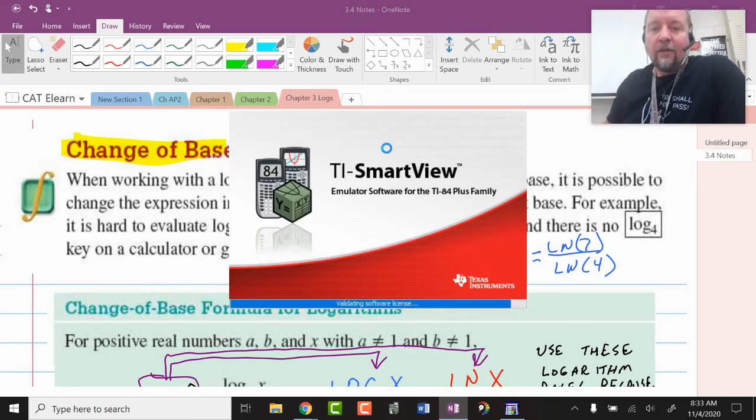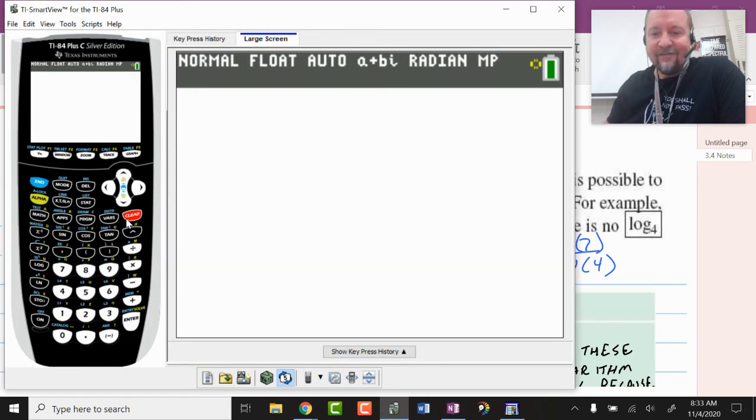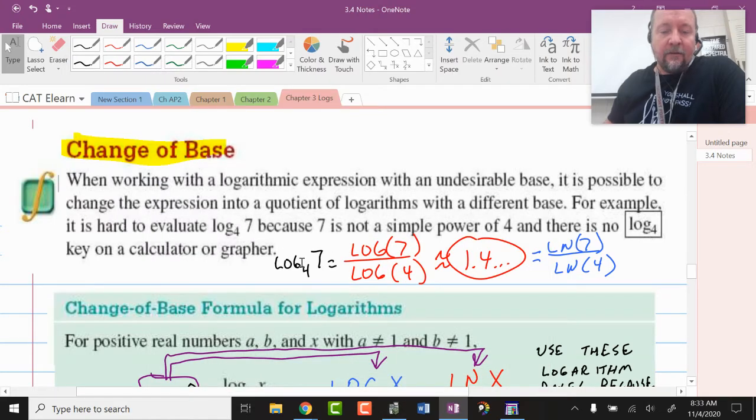So we know at this point that when they ask you to do log base 4 of 7, I'm stalling as I wait for my calculator to open. We have a log button, that's log base 10. We have an ln button, that's log base e. We don't have a log base 4 button.